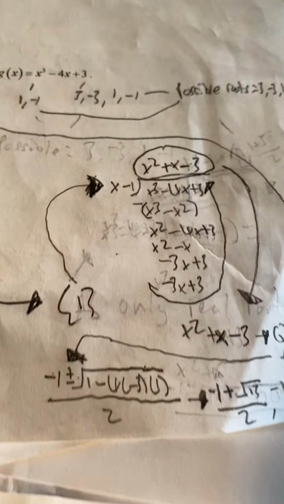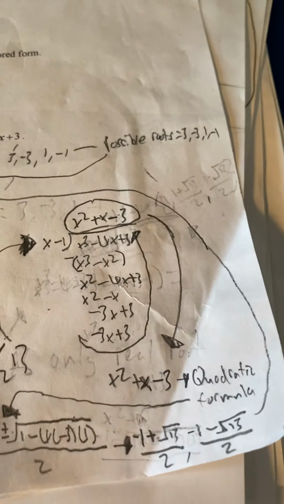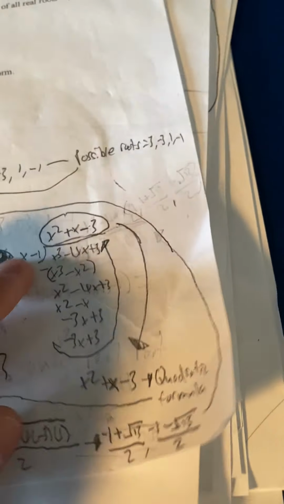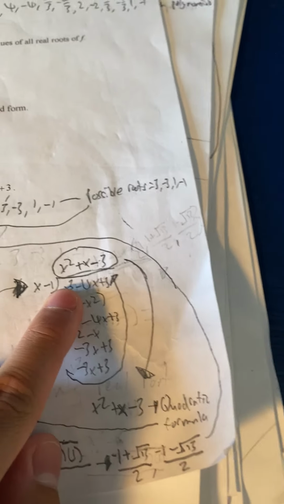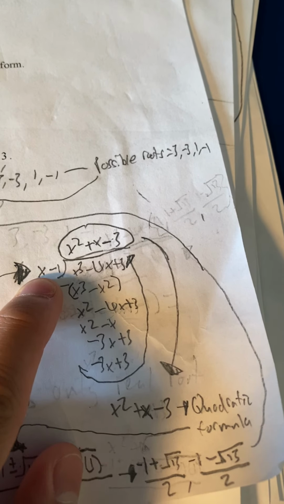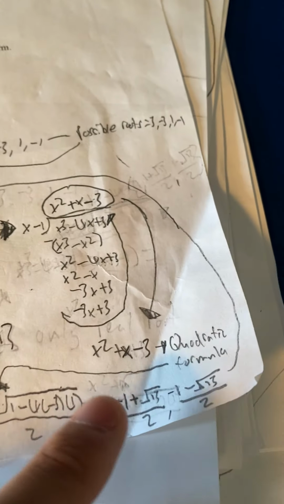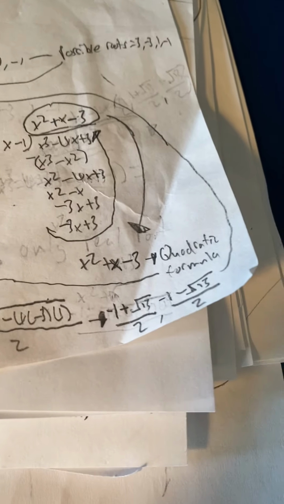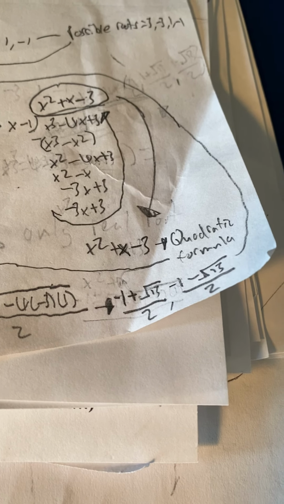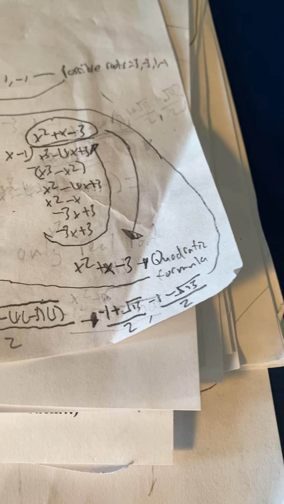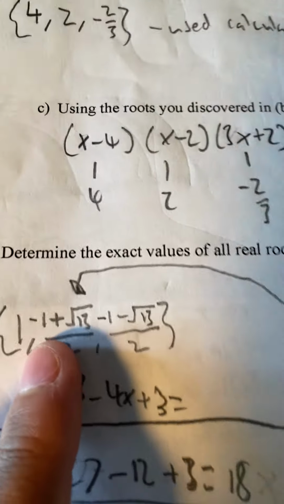You need 3 roots. Well, you don't need 3 roots, but okay. What I did next is I divided the original equation by this equation to find more roots. And I came out to x squared plus x minus 3. And I used the quadratic formula to find 2 more roots: negative 1 plus root 13 over 2 and negative 1 minus root 13 over 2. And that is what I got.